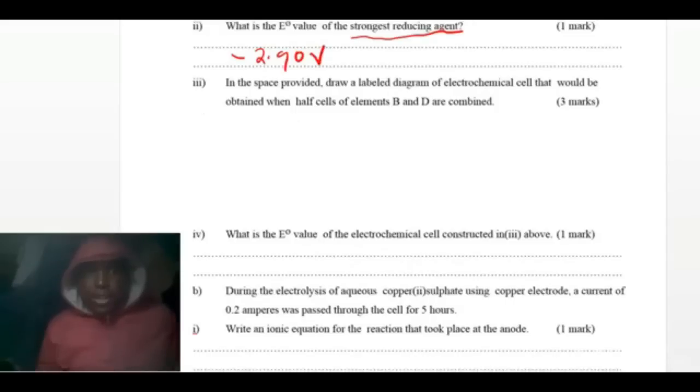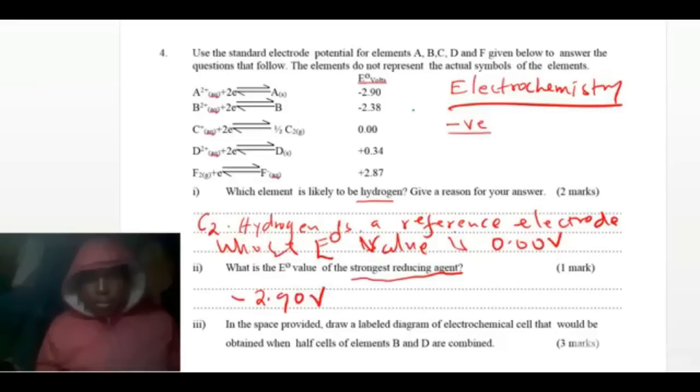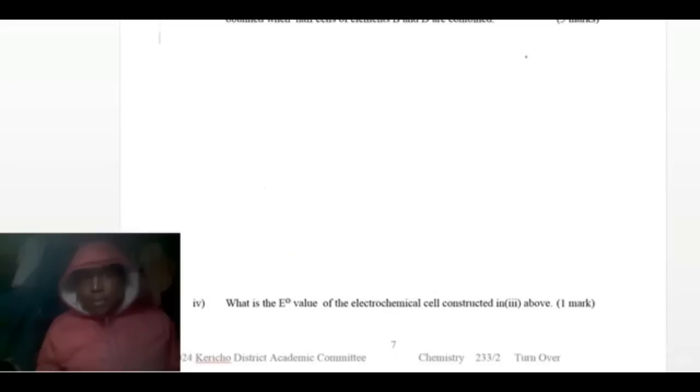In the space provided, draw a labelled diagram to obtain the cell when B and D combine. Now we have been told B and D. Now look at B. B is negative 2.38. D is positive 0.34. So it means when we are going to draw, B is going to give electrons, D is going to receive electrons.